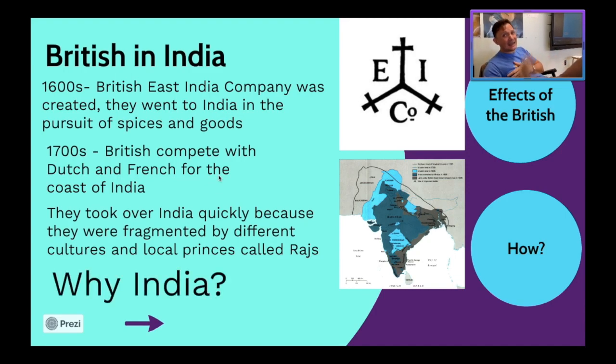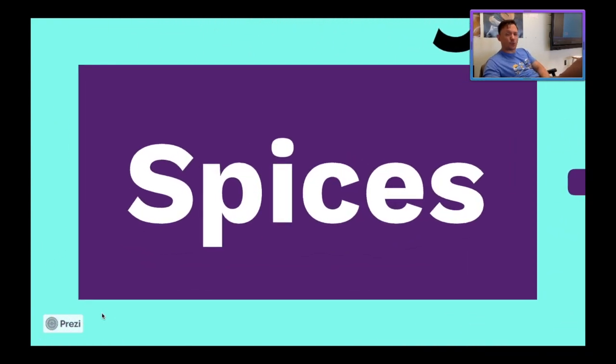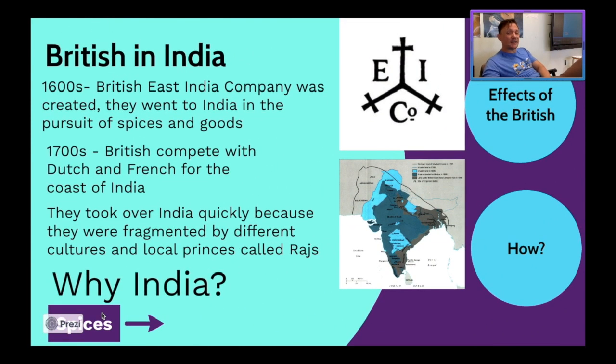So why India, though? Why were they going to India, and why did they have a desire? If they were making all the money off spices, all you need for the spices is a port city. So why are you going any further? Well, India was taken advantage of mostly because it was so fragmented. The British could roll up there and make deals with local Indian Rajas that would benefit not only the British, but the Rajas as well.